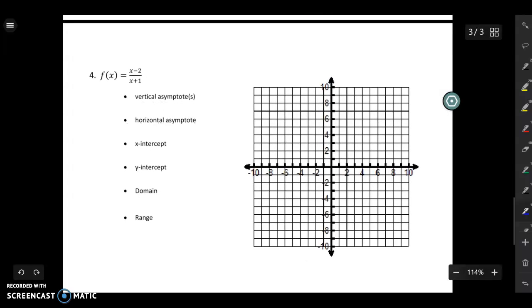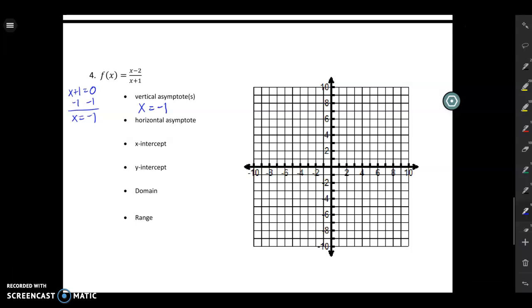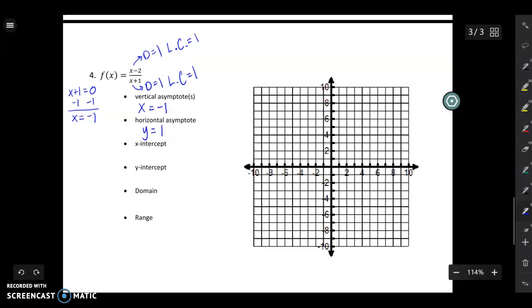So my vertical asymptotes are the values that make my denominator equal to 0. So I would figure that out by saying x plus 1 equals 0. Subtract 1 from both sides to get that x equals -1. So that's my vertical asymptote. My horizontal asymptote, I look at the degrees of the top and the bottom. The top has a degree of 1 and the bottom has a degree of 1. So I'm going to look at the leading coefficients. Remember, the leading coefficient is the number in front of your biggest power of x. And in this case, both the top and the bottom have a leading coefficient of 1. So 1 divided by 1 is 1, so my horizontal asymptote is at 1.